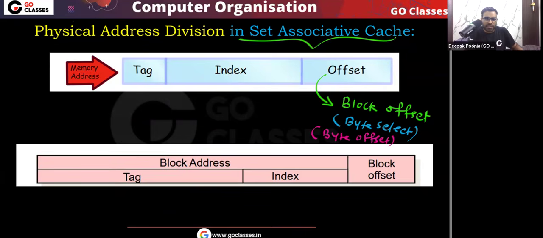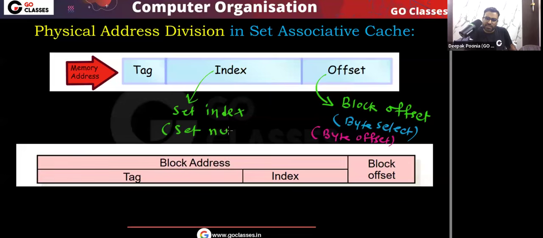What about this index? In the set associative cache, this index represents the set number, or the set index or set address. Basically, this index will tell you about the set number. And the remaining bits, that is tag. Also remember, the combination tag comma index, this complete part, is called block address.